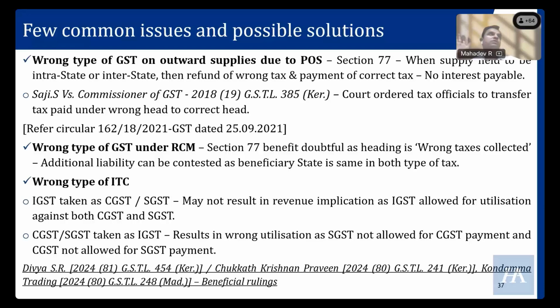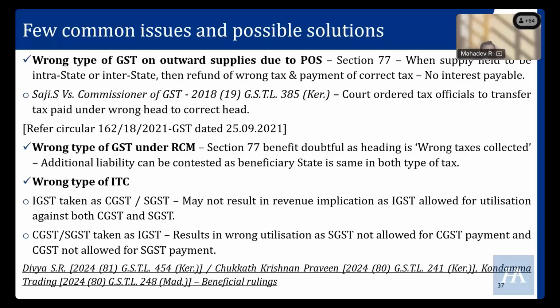Wrong type of ITC. I am supposed to take IGST as the credit, but I have taken CGST, SGST or otherwise. Then in such case, we can use certain High Court decisions. So there are totally 3 High Court decisions of Kerala. One is this Divya SR case. Then we have a Chupkat Krishnan Praveen case. And last week also there was one decision of the Kerala High Court. And there is one Madras High Court decision wherein the courts have sent back the matters for reconsideration because there is no revenue loss and overall the credit taken is matching.